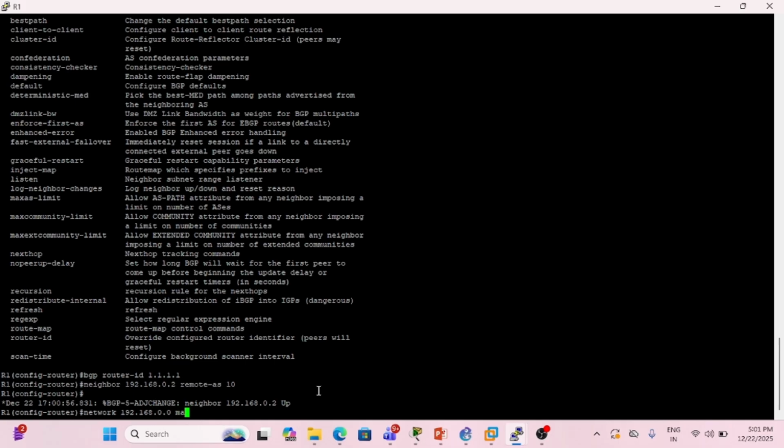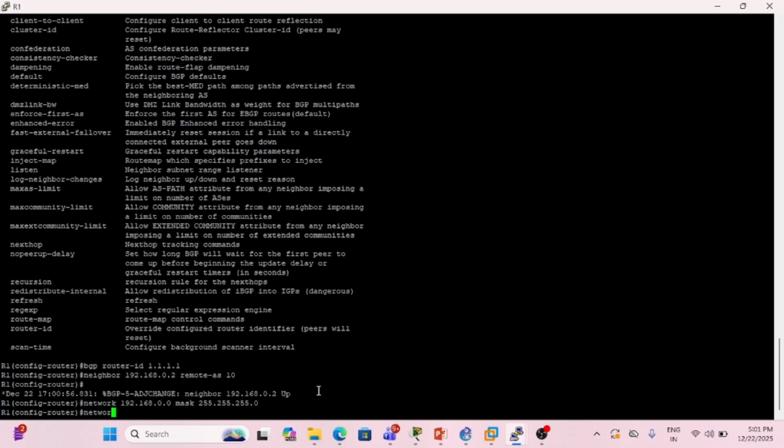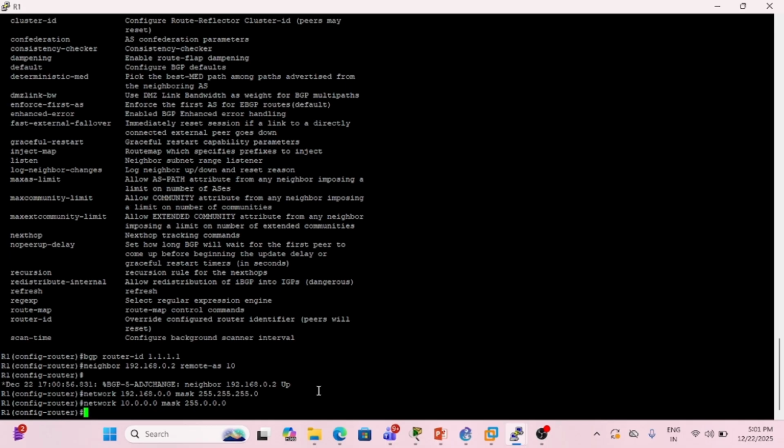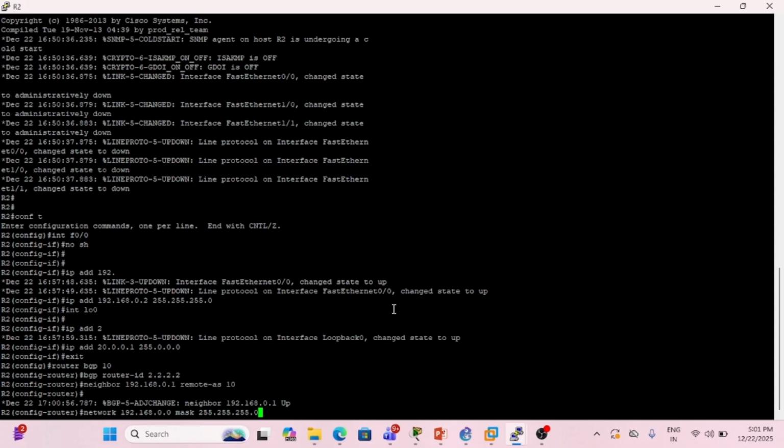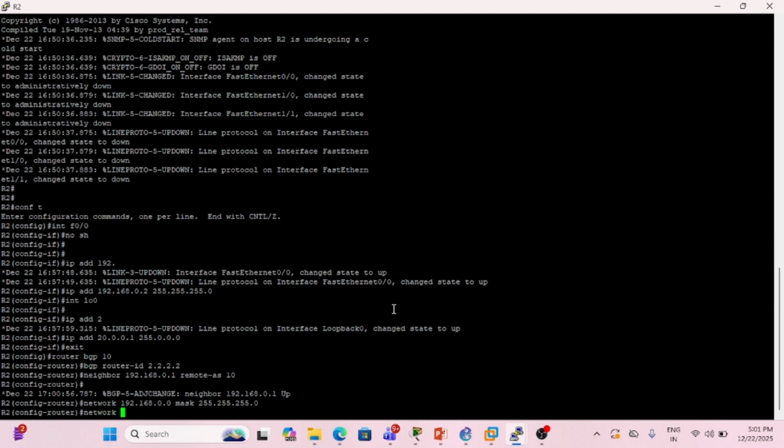192.168.0.0, and mask would be the exact mask, that is 255.255.255.0, and the network, that is the loopback, and the mask means the subnet mask, that should be exact, this one. And on router 2, network again 192.168.0.0, and mask would be 255.255.255.0. And the other network as 20.0.0.0, and mask would be 255.0.0.0.